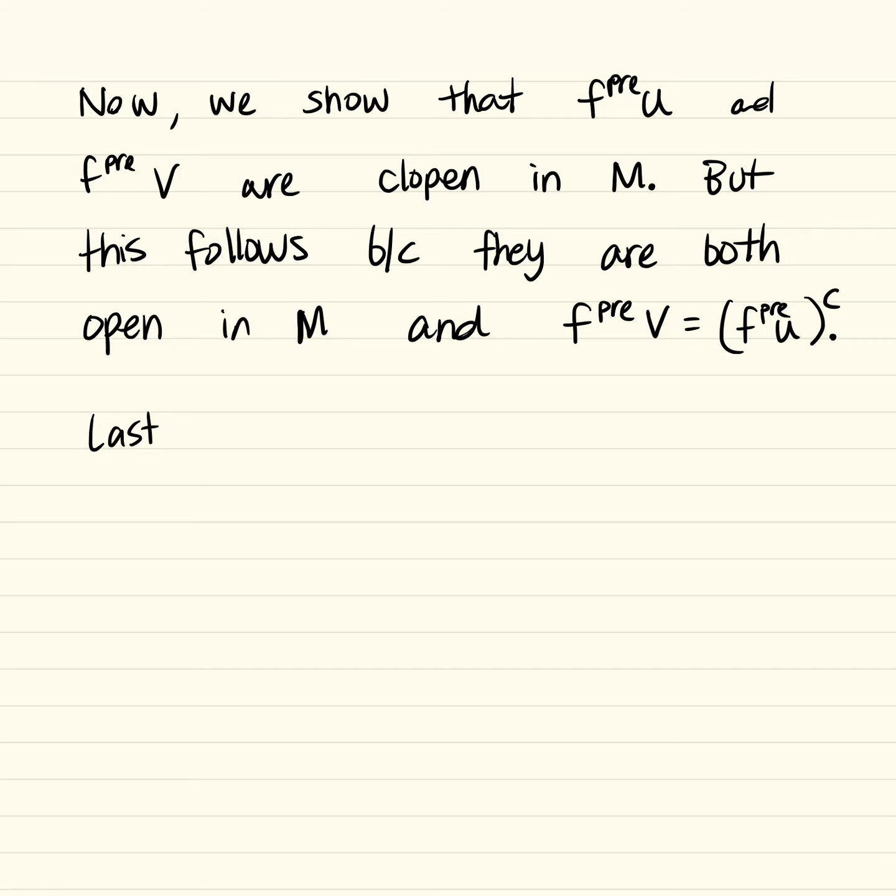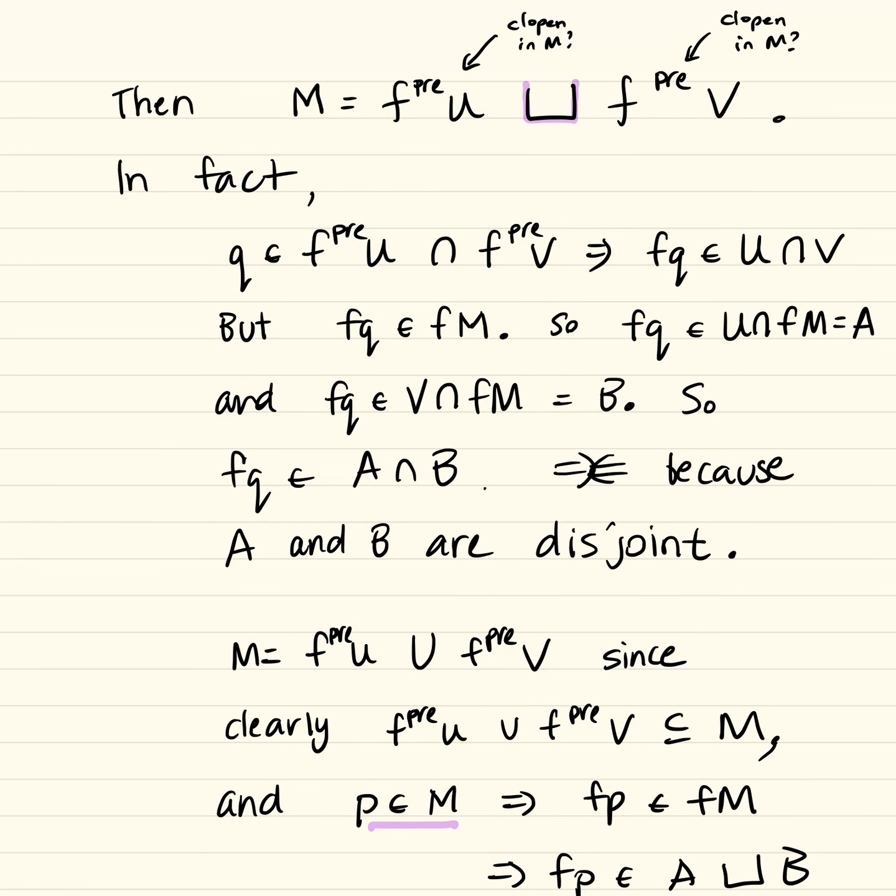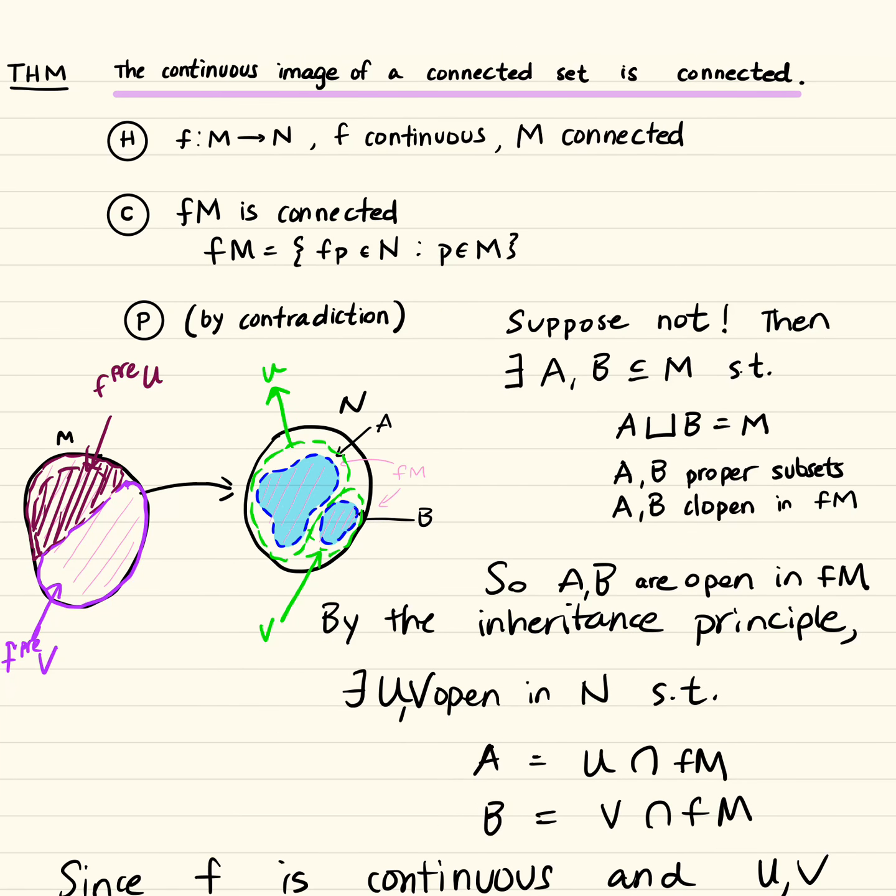So lastly, actually we don't need to show that they're proper. Here's what we'll do. We'll say suppose it's not connected, then there exists A and B such that, here we go. This is what we're going to use. We're going to use the fact that A and B are proper subsets.